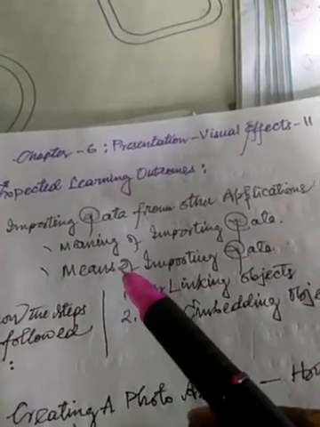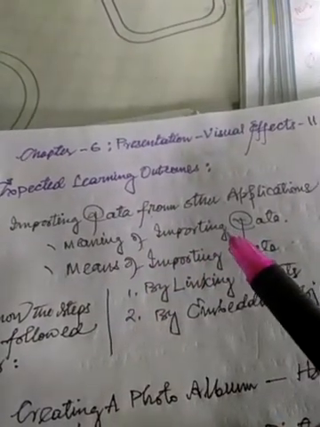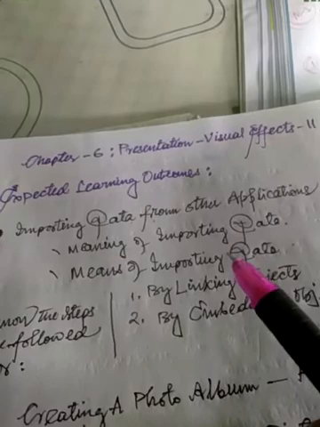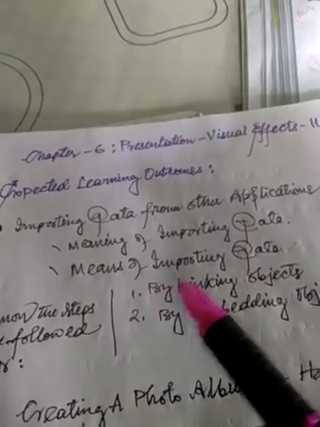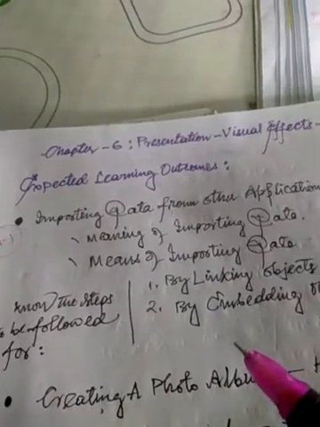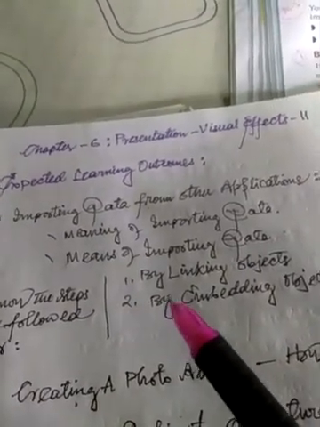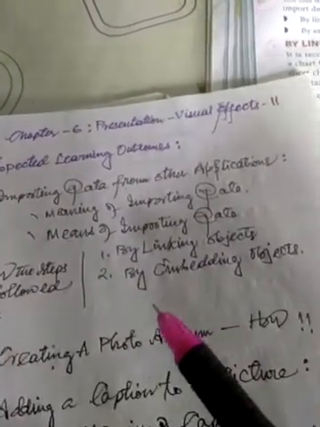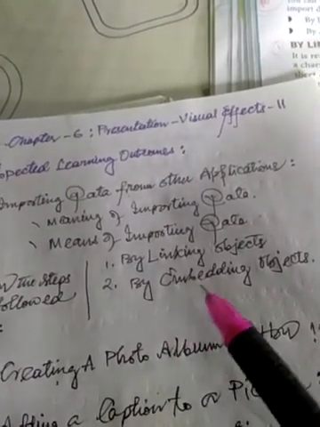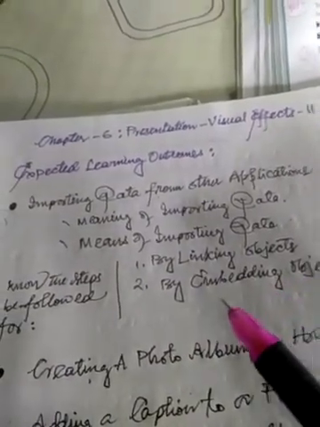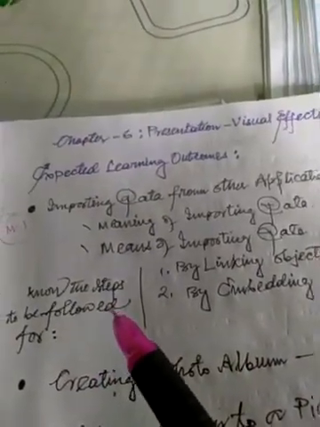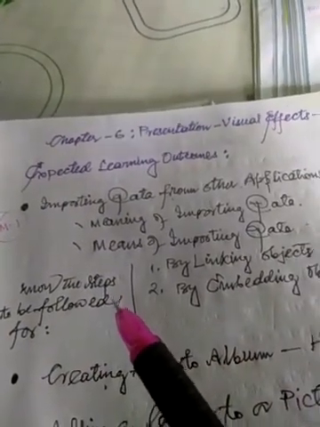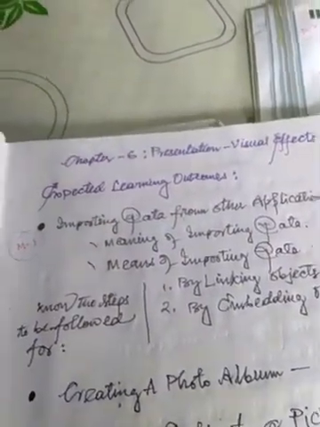First, we have to know what is the meaning of importing data to the slides, and how many ways or means of importing data there are, such as number 1, by linking objects, and the second one is by embedding the objects. For these two ways, we have to know what steps we need to follow. So let's start today's discussion.